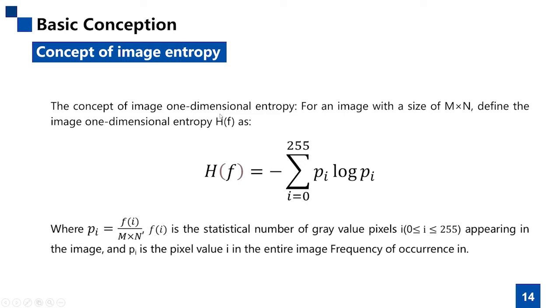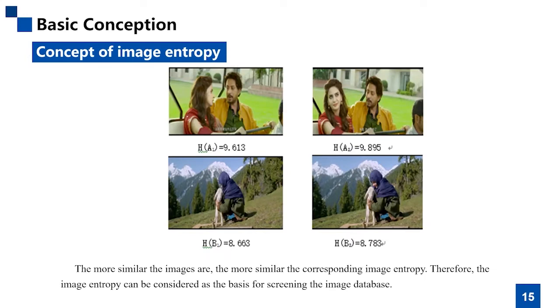The one-dimensional entropy of an image reflects the distribution of pixel values in the entire image, so it can be used for image screening. The image entropy of 4 images is calculated, and it is found that the more similar the images are, the more similar the corresponding image entropy is. Therefore, image entropy can be considered as a basis for screening the image database.